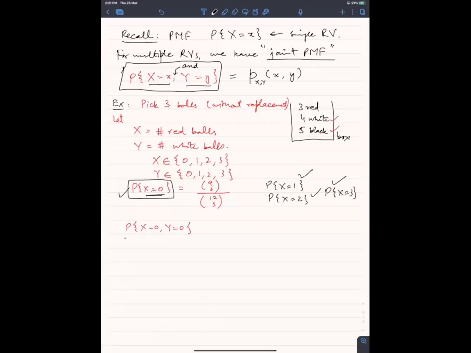Now if I ask this question, what is the probability that x takes the value 0 and y takes the value 0, is equal to the probability that x takes value 0, y takes value 0. This is the joint probability mass function evaluated at one particular point.